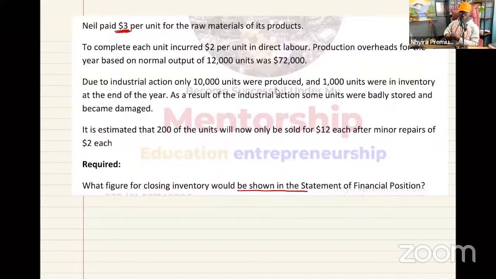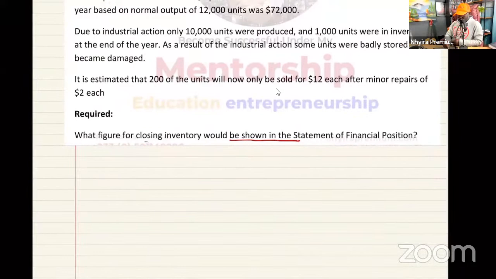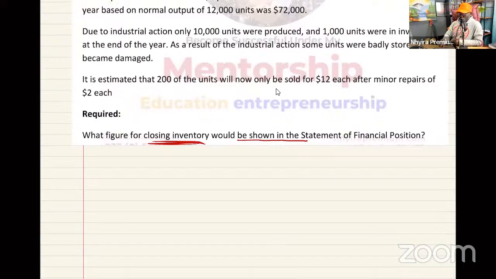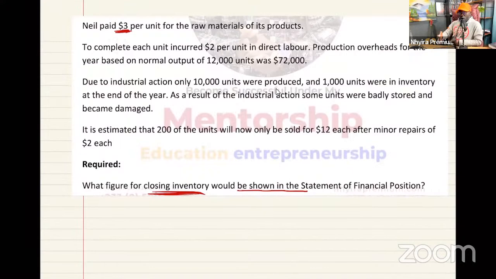Now remember, the examiner is asking us about the closing stock. And you know that we said closing stock should be at the lower of cost and net realizable value.